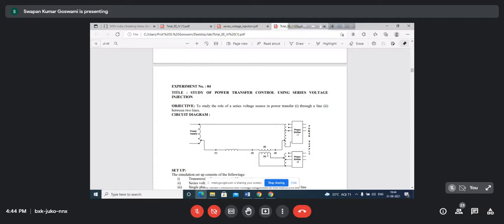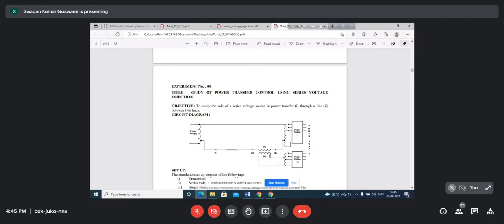We shall show that power is being transmitted, or transferred, from this line to this line. Here, this line is represented with the help of this winding of the transformer. With the help of this experiment, our intention is to understand the basic principle of operation of UPFC and IPFC.